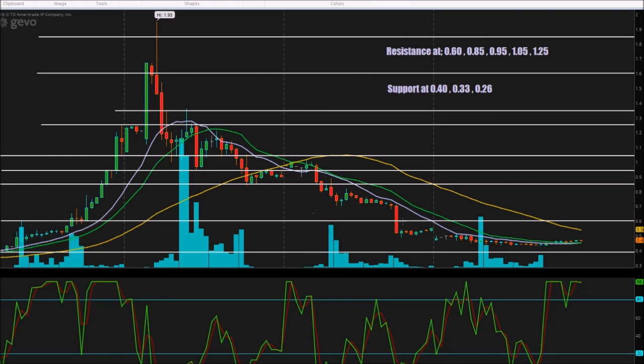In the meantime, not too much data we can go off of. We see some consolidation, but like I said a few times already, it does look like the chart is trying to turn around based on those indicators that we discussed.